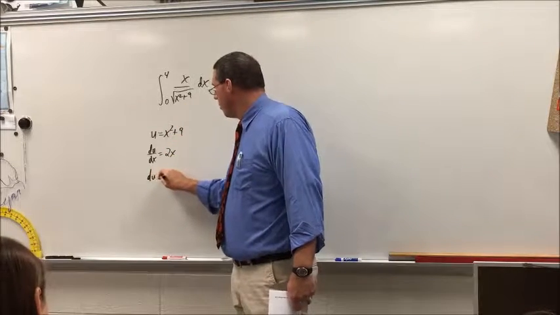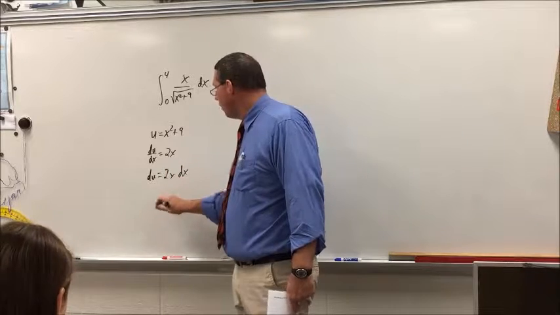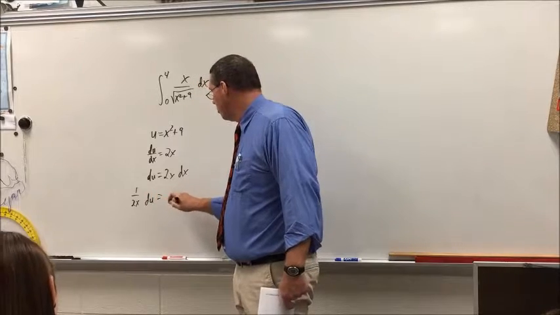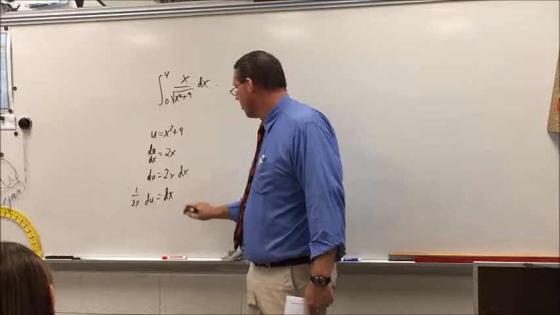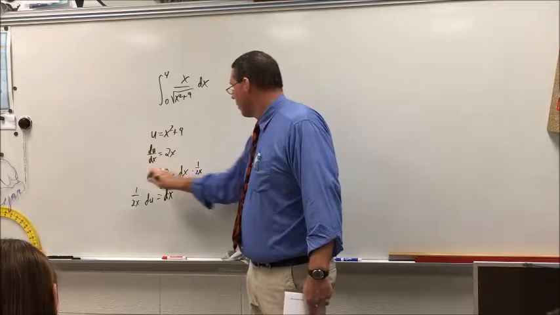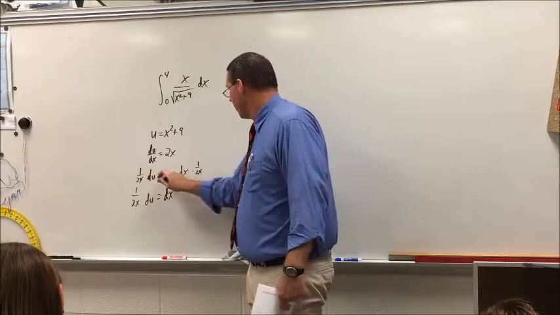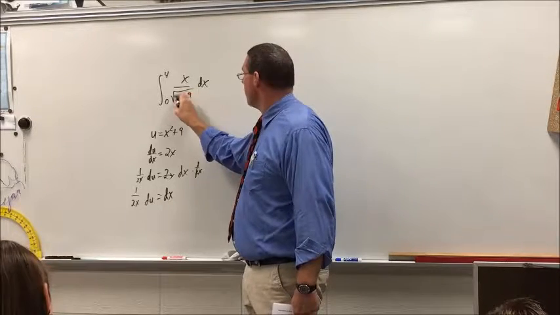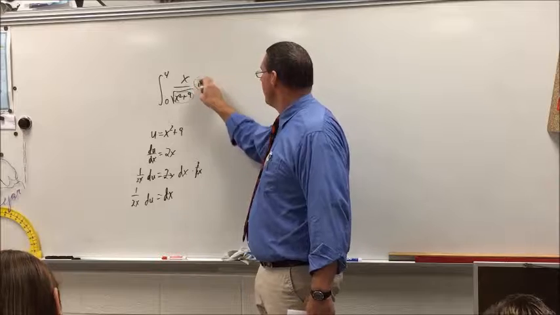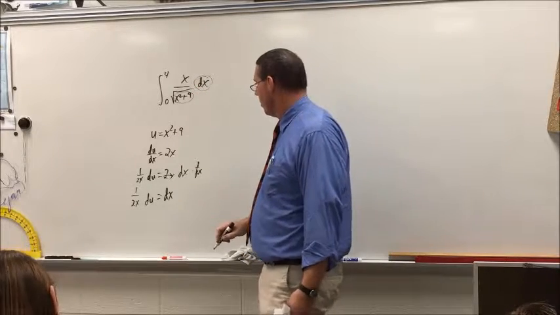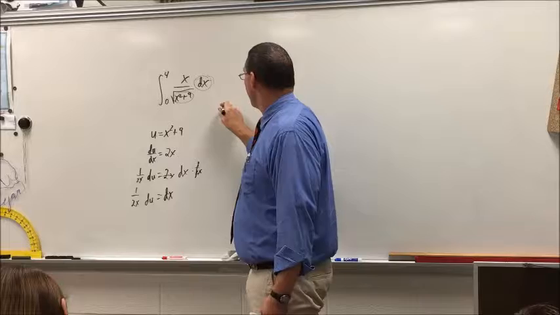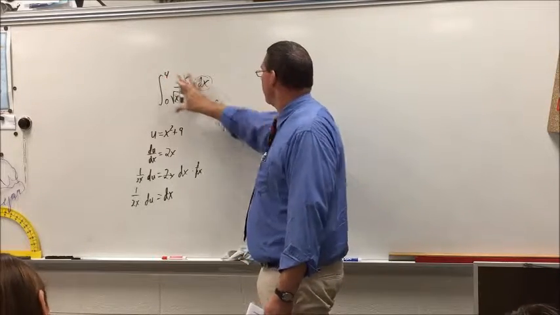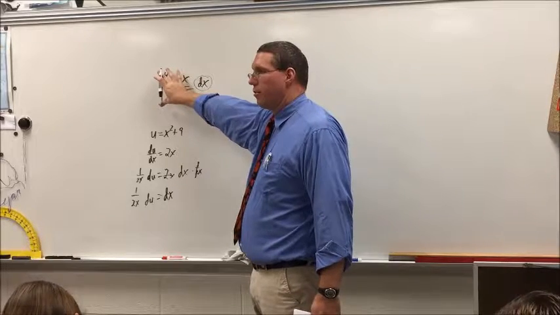So du is equal to 2x dx. Solve for dx. I'm going to multiply by 1 over 2x on both sides, so 1 over 2x du is equal to dx. Cancel, cancel. Now I'm going to replace this with u, and I'm going to replace dx with 1 over 2x du. Let's just do the indefinite integral first. Once we have an answer, we'll grab our 0 and our 4.